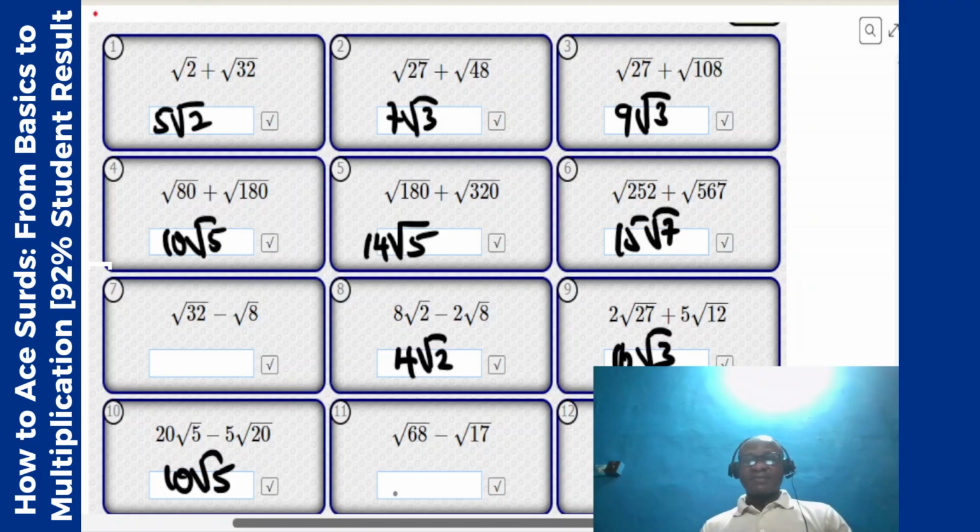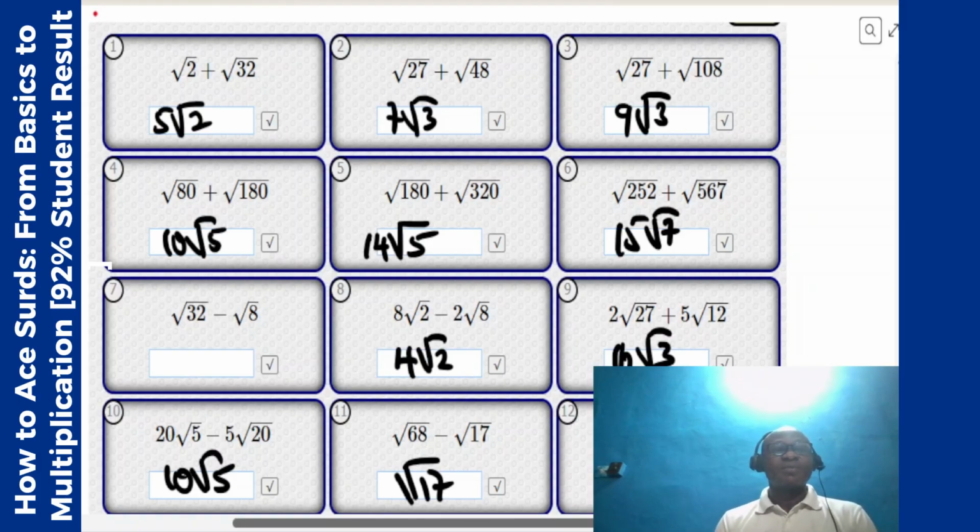What about number 11? Number 11, I got 1 square root 17. Say it again. 1 square root 17. And number 12. 3 square root 6. 3 square root 6. All right. So let us evaluate your work and see the ones that you got correctly and if you got all correct.